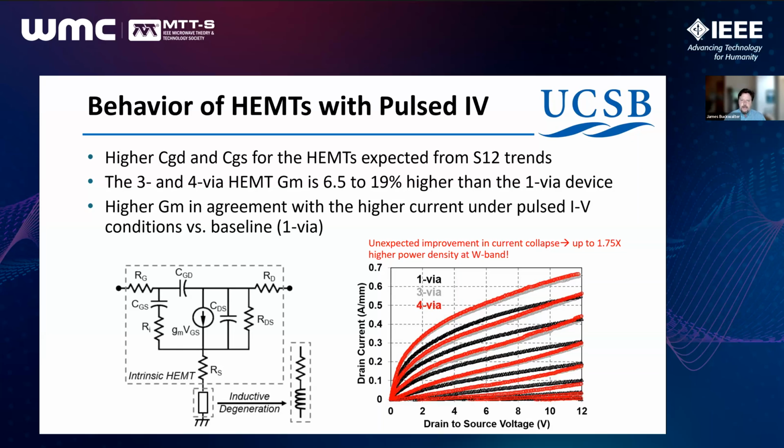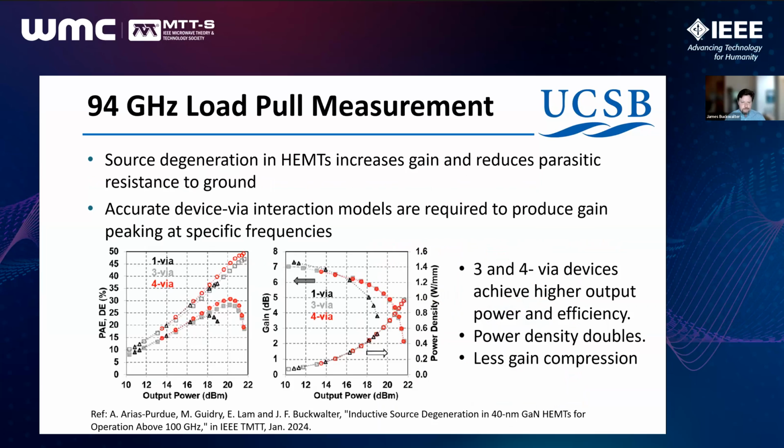The GM was higher, between 6.5 and 19% higher than the 1 via device. And that higher GM is, of course, good if you're building power amplifiers and you're thinking about Gmax of the transistor. So this was a surprise in the IV characteristic when we're looking at 3 different samples. And we wanted to confirm that this IV characteristic actually translated to a millimeter wave measurement. And so we went and we did a load pull characterization of the transistor with the help of the Mishra group here at UCSB. We have a 94 gigahertz load pull system.